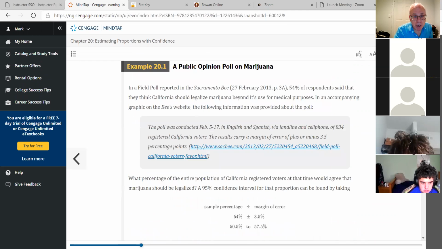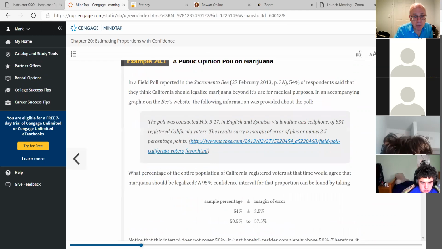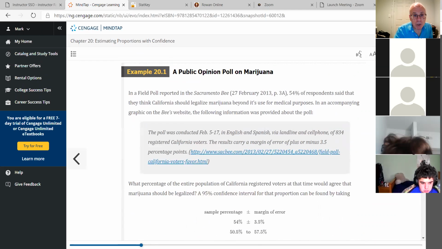Let me see if this is a good example. Here, take a quick look. Yeah, this is fine. We'll use this here. We'll just use this one example, example 20.1.